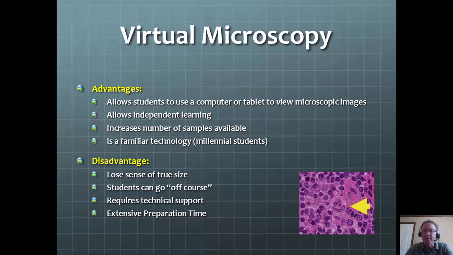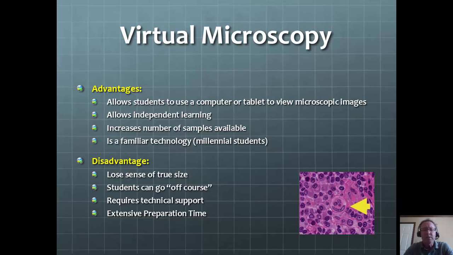It allows for independent learning, and it also increases the number of samples available that the student can examine. Rather than carrying around hundreds of slides to look in our microscope, you can actually access a large database of images. It is certainly a familiar technology to millennial students.